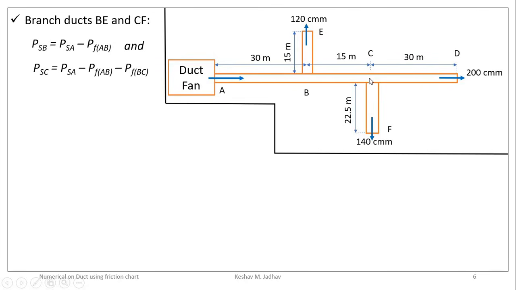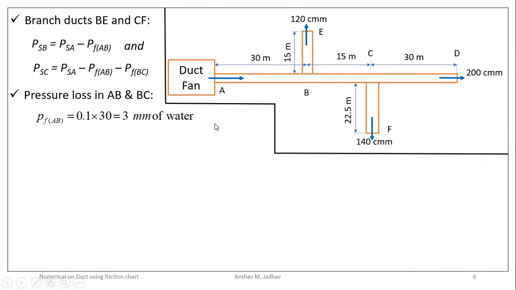Similarly, static pressure at this point, that is static pressure at point C, PSC, is equal to static pressure at point A, that is PSA, minus pressure loss due to the friction in duct AB minus pressure loss due to the friction in section BC. So we will calculate pressure loss in section AB and BC of the main duct.